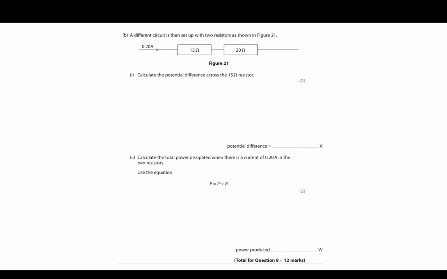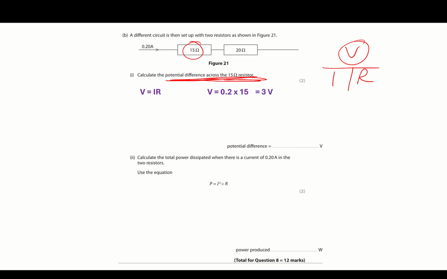There we go. A different circuit is then set up with 2 resistors as shown in figure 2.1. Calculate the potential difference across the 15 ohm resistor. So there's 2 ways of doing this. The easy way, which is just using I'm very rich. So we know we want V equals I times R for that one. So that's just going to be 15 times 0.2. Gives us 3 volts.